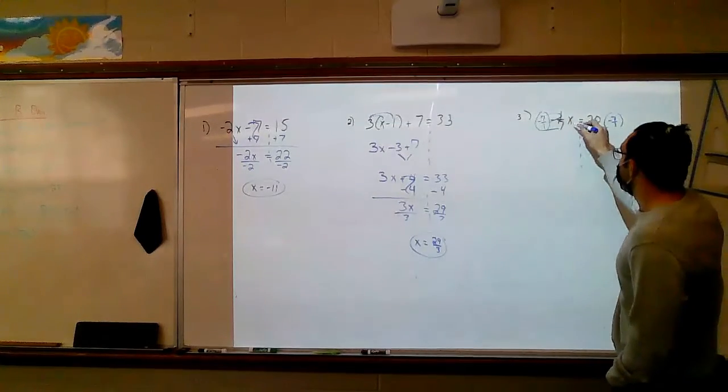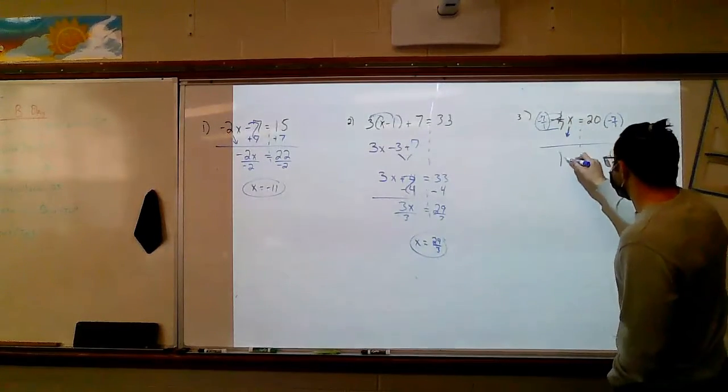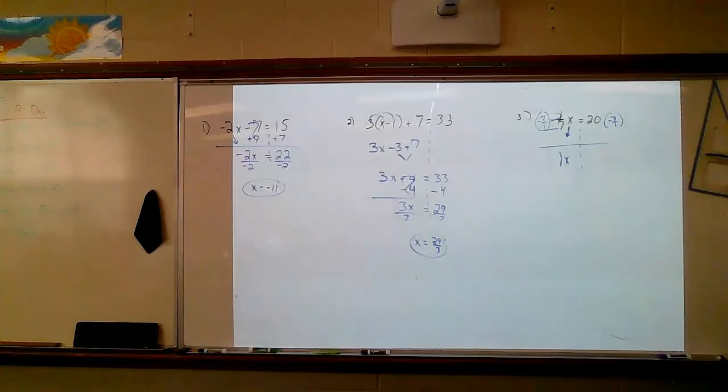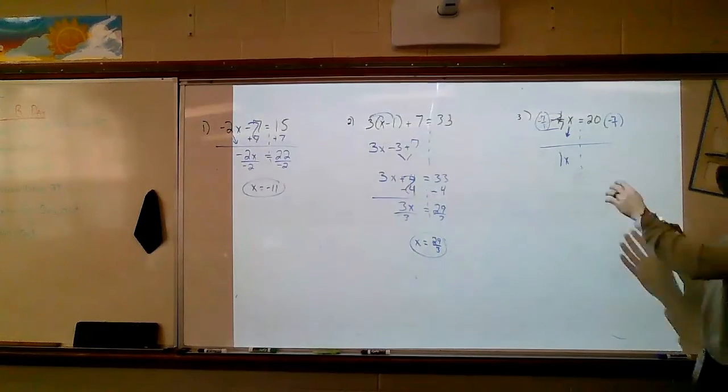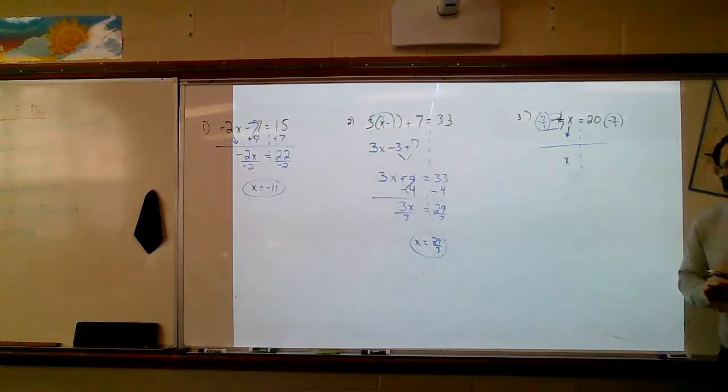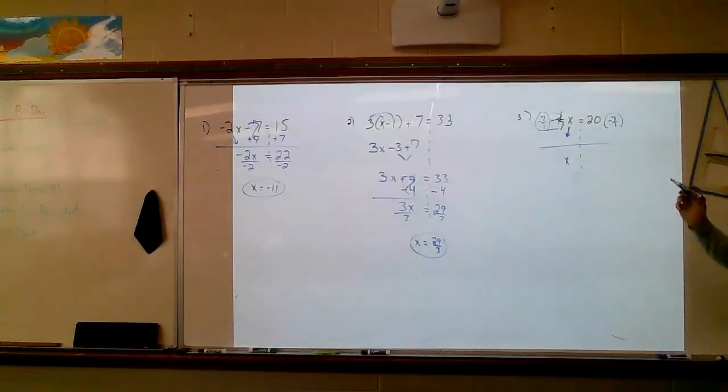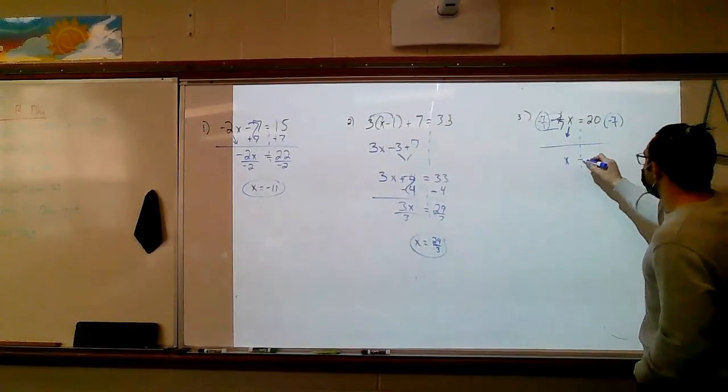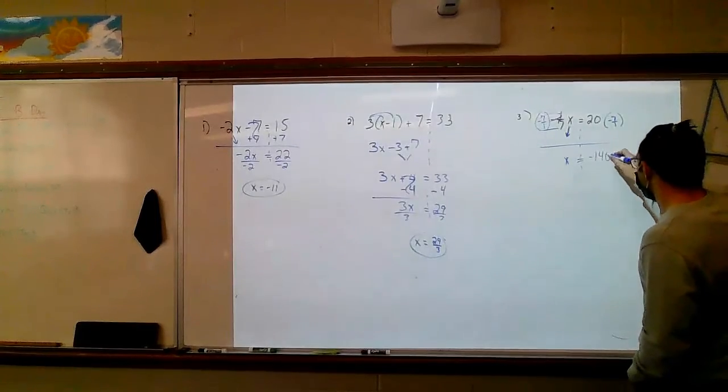The goal is to have 1x. So I've used the multiplicative inverse to get the 1, but we know that the coefficient with that x is 1 even when it's not there. Have I lost anybody at that point? Then -7 times 20 should be -140.